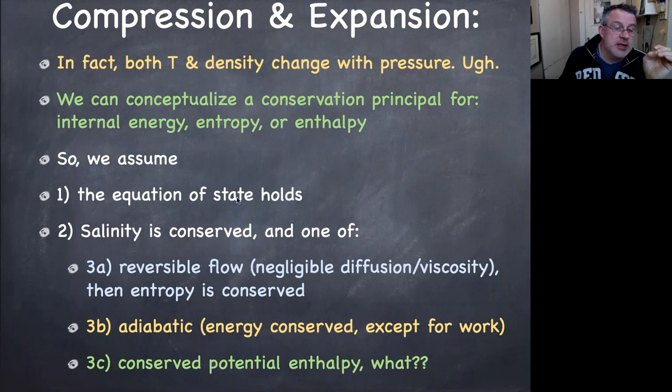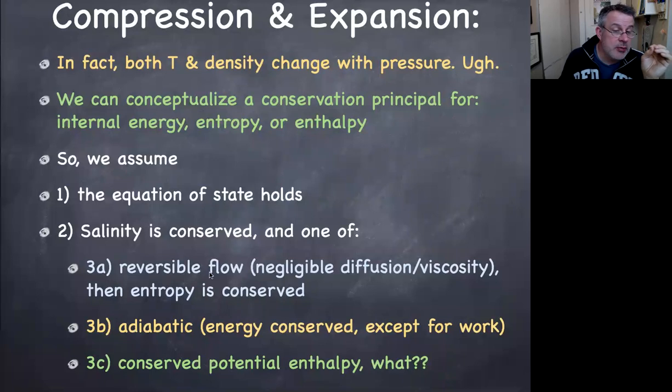So we assume that the equation of state holds, and that salinity is conserved as we go up and down. And we assume one of three relationships: either that the flow is reversible, which means that the entropy is conserved, or that the flow is adiabatic, which means that the energy is conserved, except for work being done by that pressure expansion and contraction. Or we assume that the potential enthalpy is conserved, which is a bit crazier, but anyway, you end up with very similar equations from any of these three approaches.